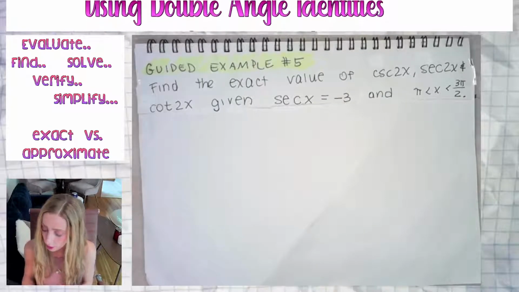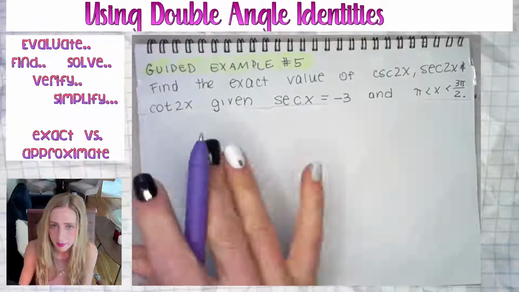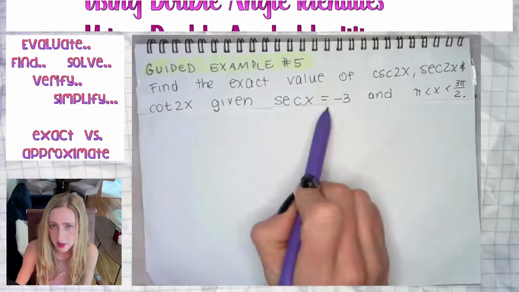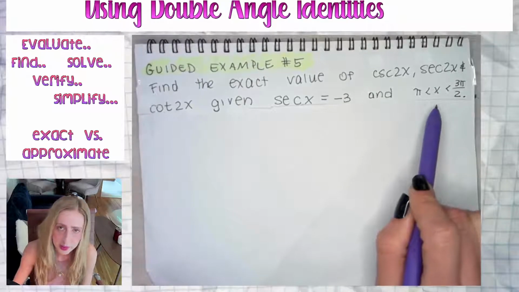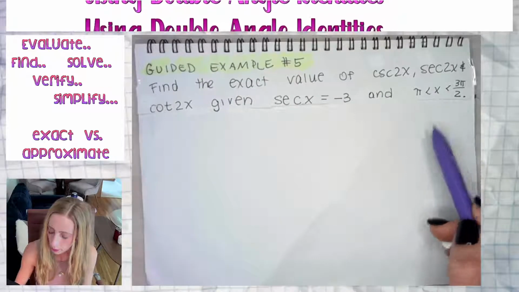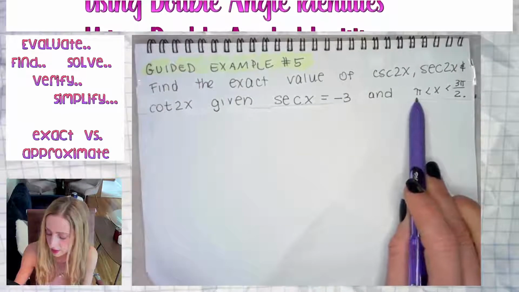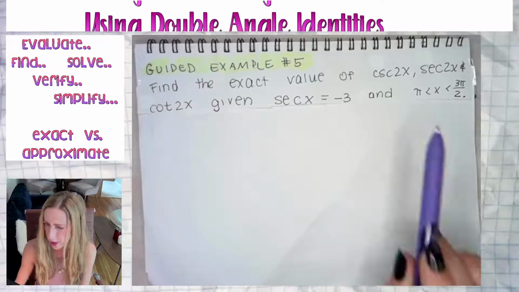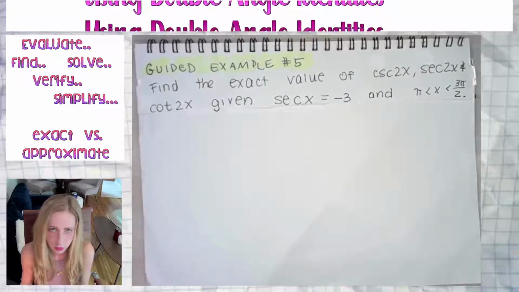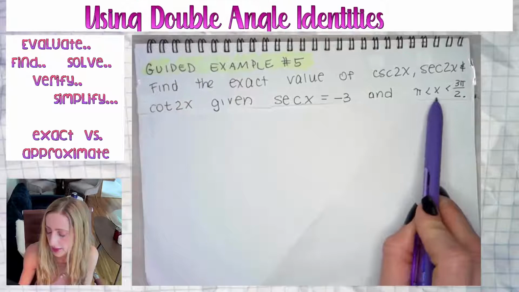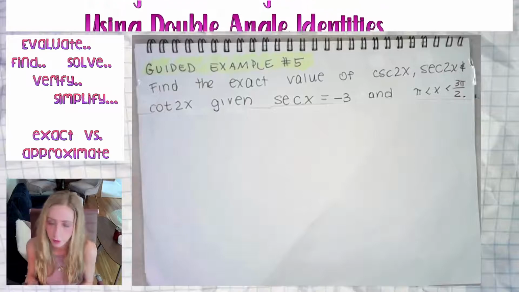Find the exact value of cosecant 2x, secant 2x, and cotangent 2x given this information. Secant x is -3, and again, I'm going to go over how to read this. It's pretty obvious when interacting with students, when I have them read me the problem and they read this as pi less than x less than 3 pi over 2, that they should have been watching these videos. This should be read really as x is between pi and 3 pi over 2. That's telling you where to draw the triangle, okay?